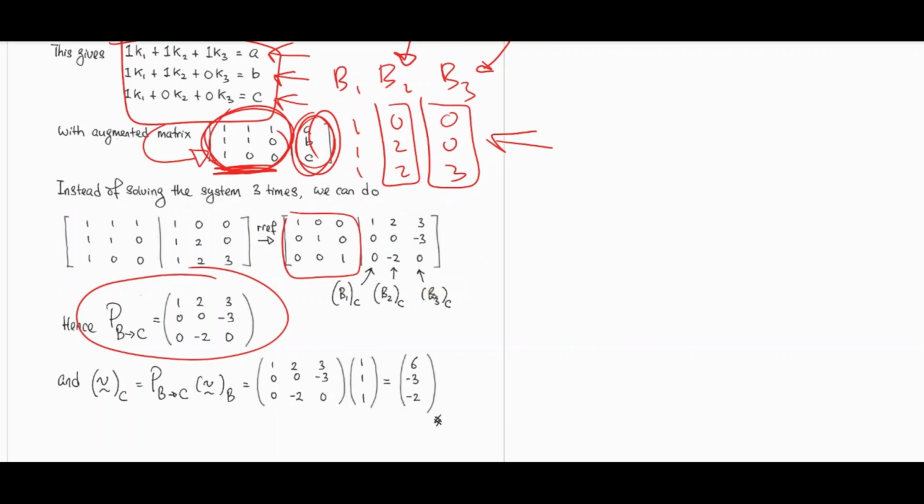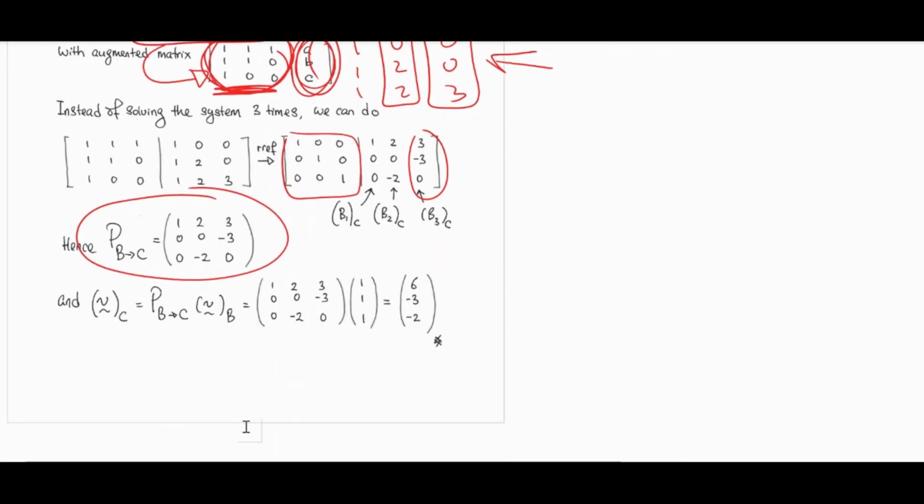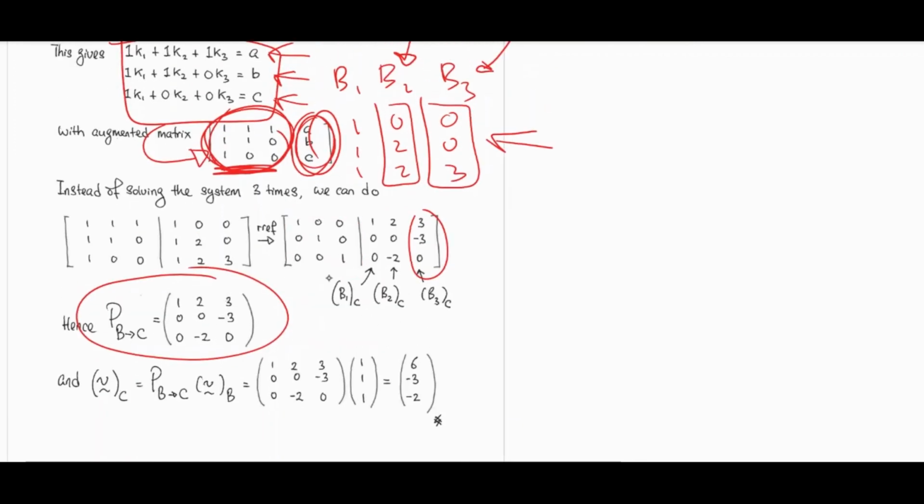Okay, so let me say it again. I hope you can see it. This one is a solution for the first system. This one is a solution for the second system. This one is a solution for the third system. It's not very difficult to see that. Turns out that if you do it this way, we immediately get our matrix right here. Our transition matrix is right here.